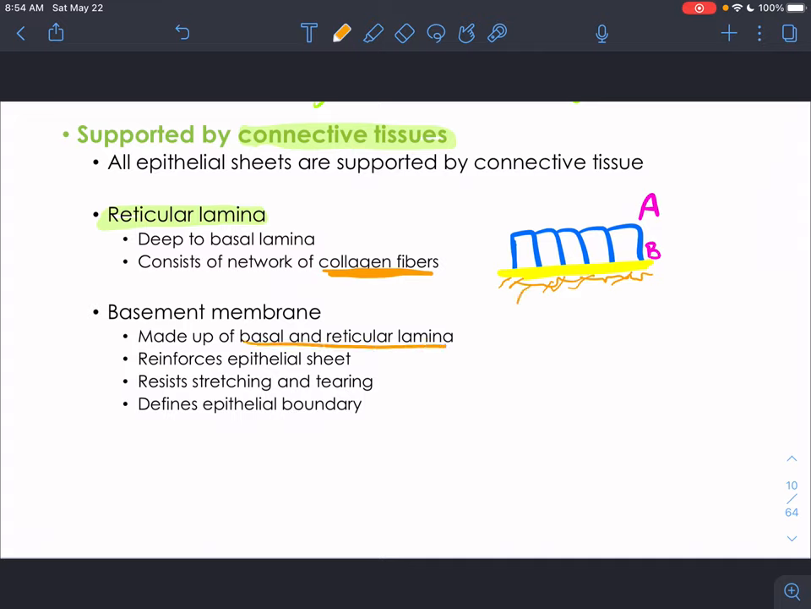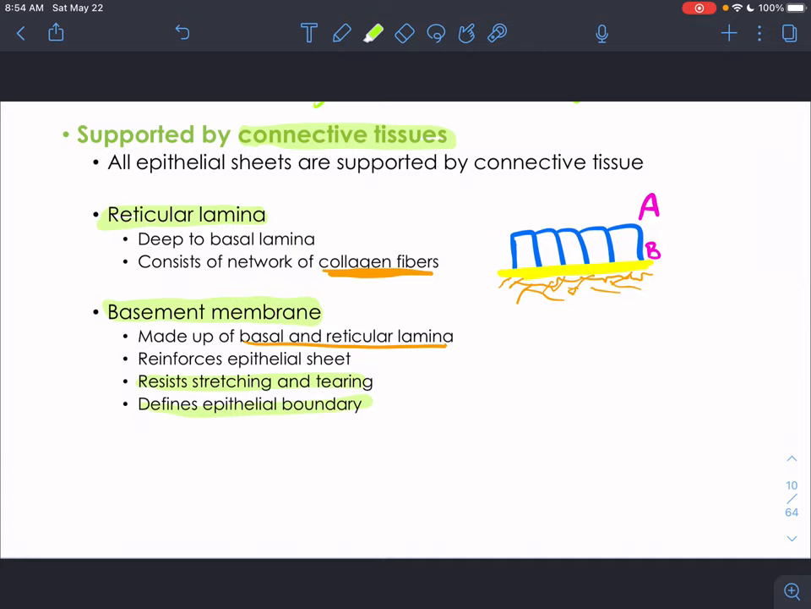Okay, so the basement membrane is these connective tissues underneath the epithelial tissues that are just going to reinforce the tissues. They resist stretching and tearing, and they help define the epithelial boundary, so knowing what's epithelial tissue and what's connective tissue down below. Okay, but you're always going to see that basement membrane when we're looking at epithelial tissue. You're always going to have the connective tissue reinforcing it.